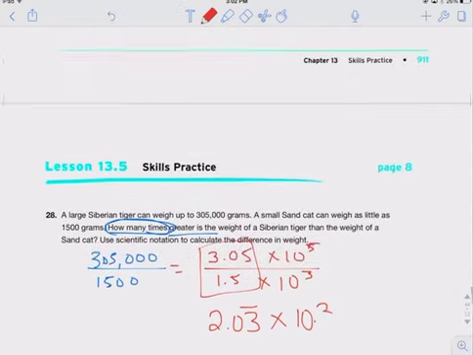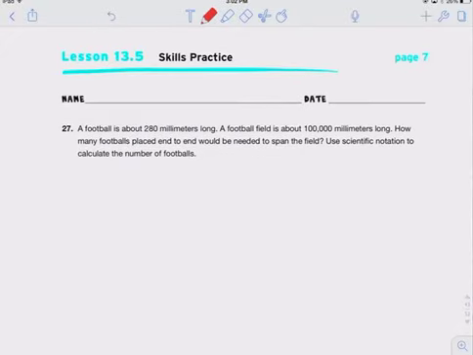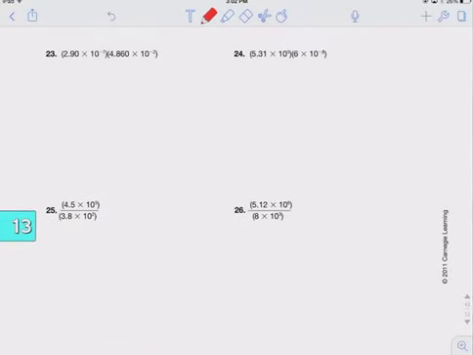Okay? 27. Oh no, 26. Oh, that's easy. Okay, so what's the answer here? You guys, did you get number 26? No? Almost?